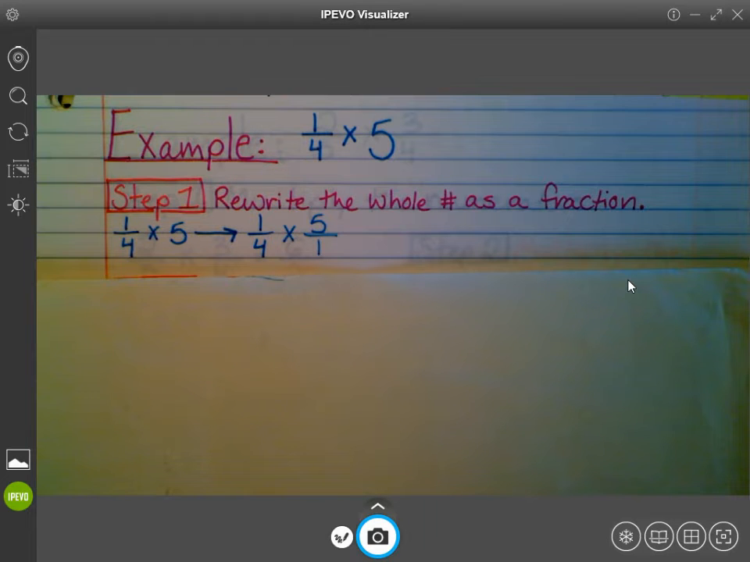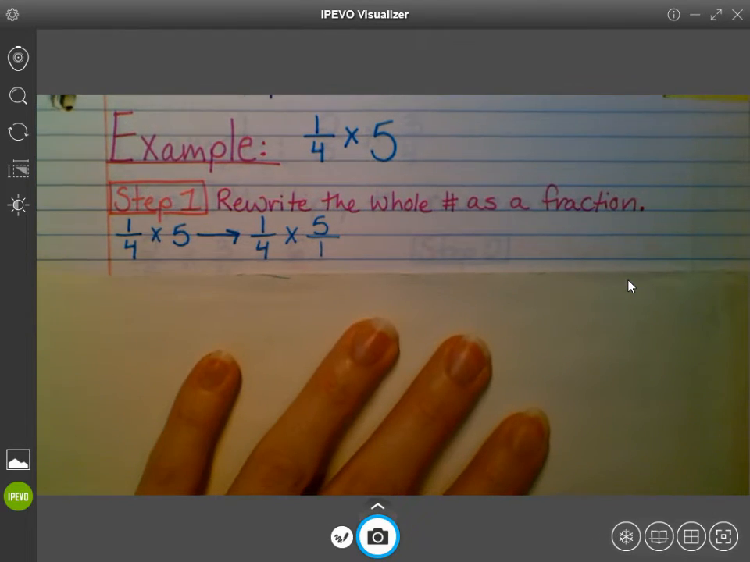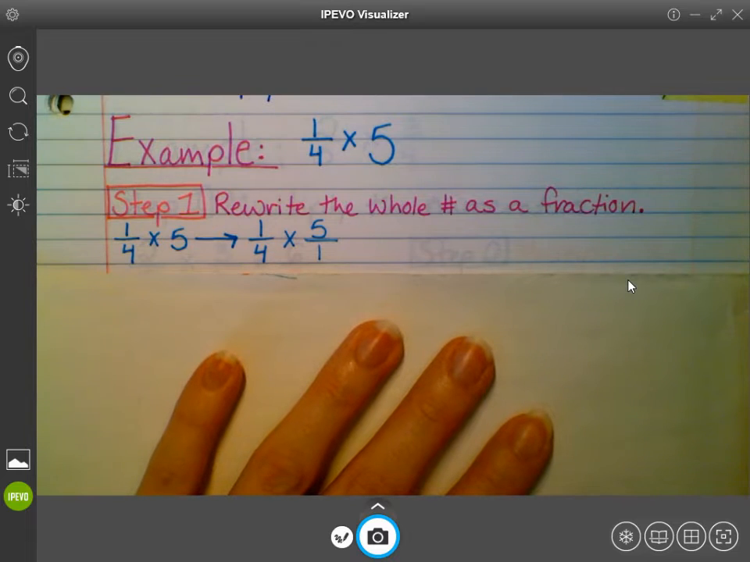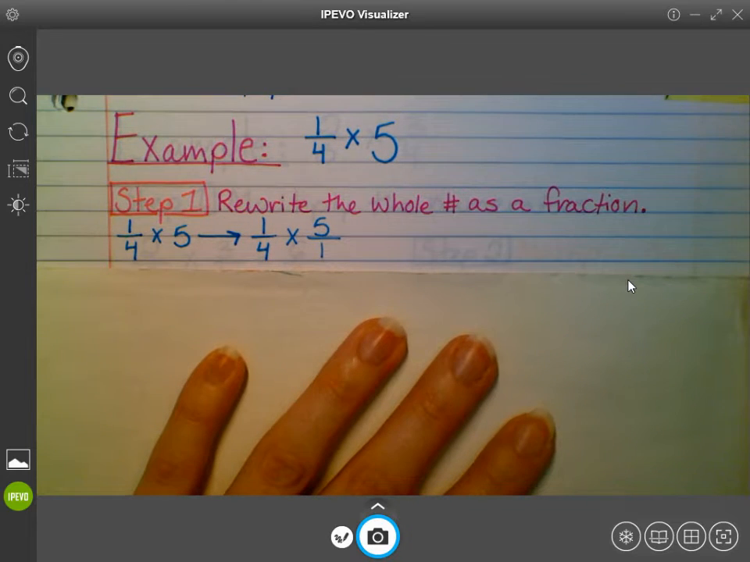Give me a thumbs up when you have this written down. Awesome. Oh, let me put my hand back in there so it brightens up a little bit. Okay, there we go. Awesome. Thank you. Is there anyone who needs more time getting this written down?